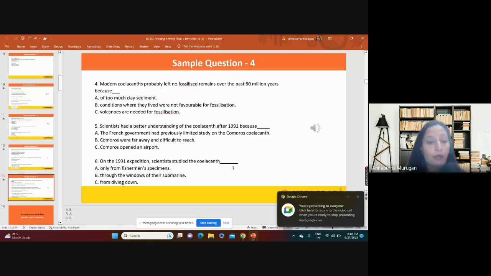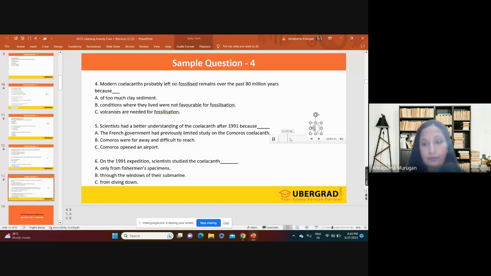Now I'm playing the next one. The only coelacanth population in existence. They are the only living animal. Listen carefully.